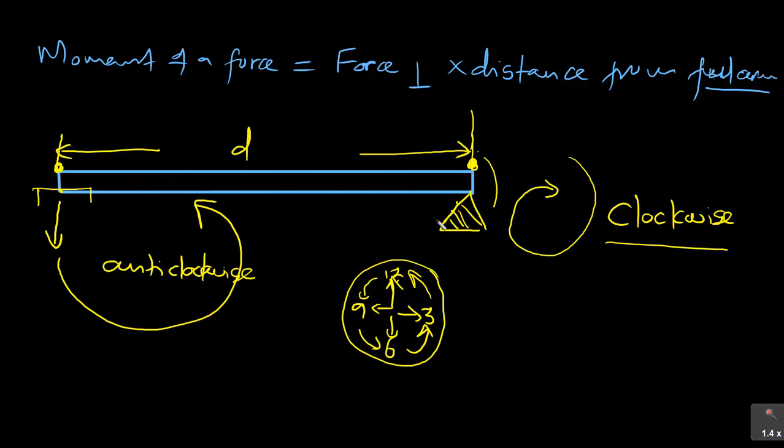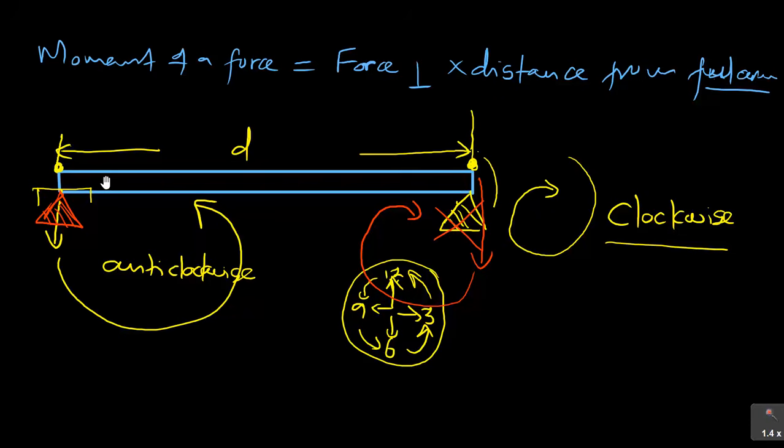The opposite is true. If you put the beam on the other side, like that, and then you remove that support, this beam will start moving down here, and that movement is called clockwise.